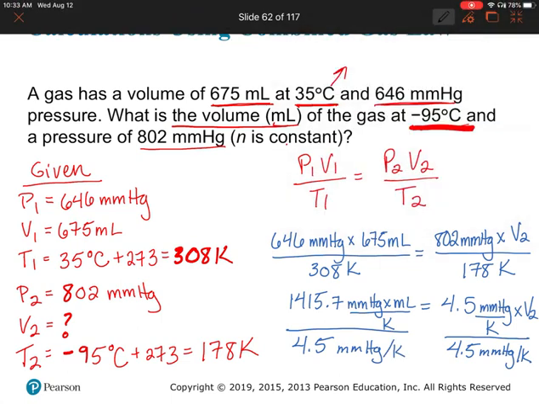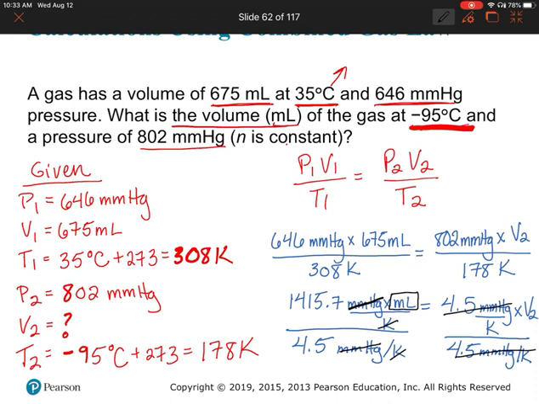Okay, so 4.5 will cancel on the right-hand side. And on the left-hand side, we have millimeters of mercury, which will cancel, and then Kelvin, which will cancel. So we're left with milliliters.